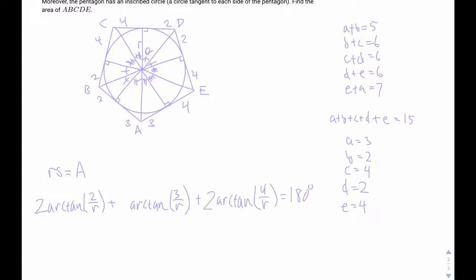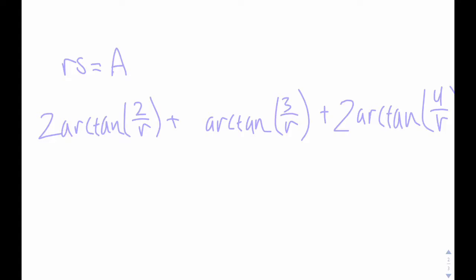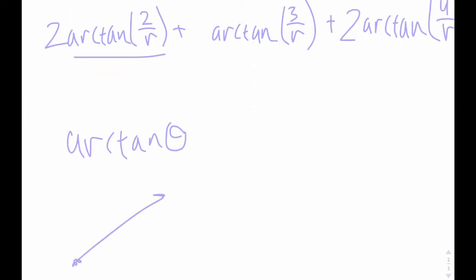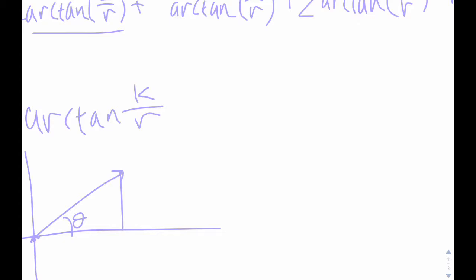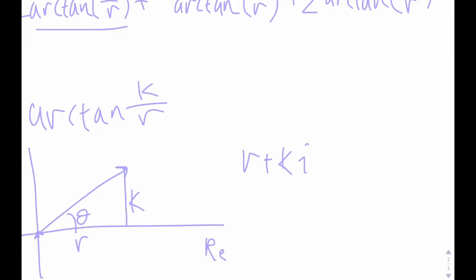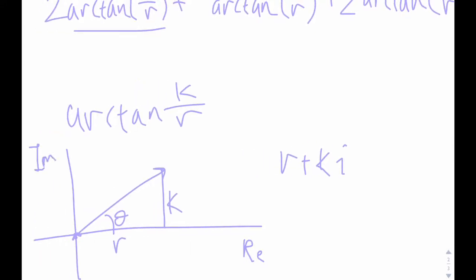So we can say that the arctangent of any number, if our complex number in the complex plane has angle theta, or some, let's call it k over r, then we know that our complex number can be written in the form r plus ki, where this is the real axis, this is our imaginary axis.